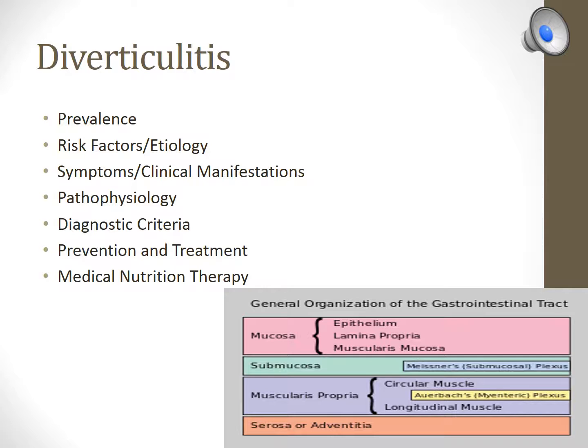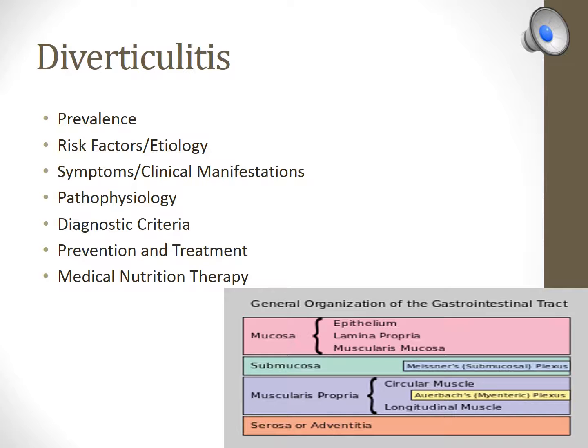We'll begin with the prevalence of diverticulitis. We'll discuss the risk factors, followed by symptoms and clinical manifestations, followed by the pathophysiology, diagnostic criteria, and prevention and treatment, and then we'll end with medical nutrition therapy. So the prevalence of diverticulitis: it's the 3rd most common GI disorder and the 16th most common GI cause of death in the United States.